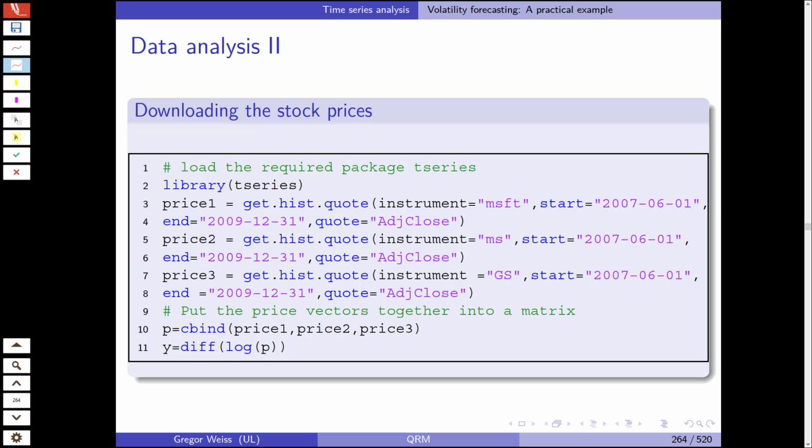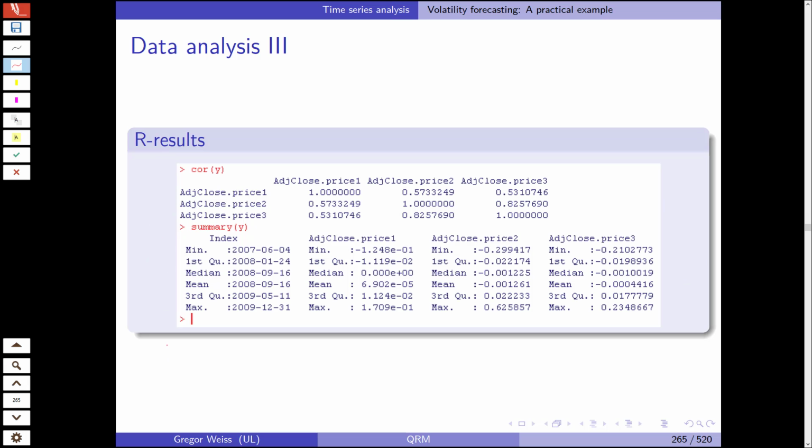And then Y are the log returns. We take the differences of the log prices. So Y, these are the log returns. Let's then calculate the unconditional correlations. As you can see, the unconditional correlations go up to 82, 83%. And we can also look at the summary statistics, minimum, mean, etc.